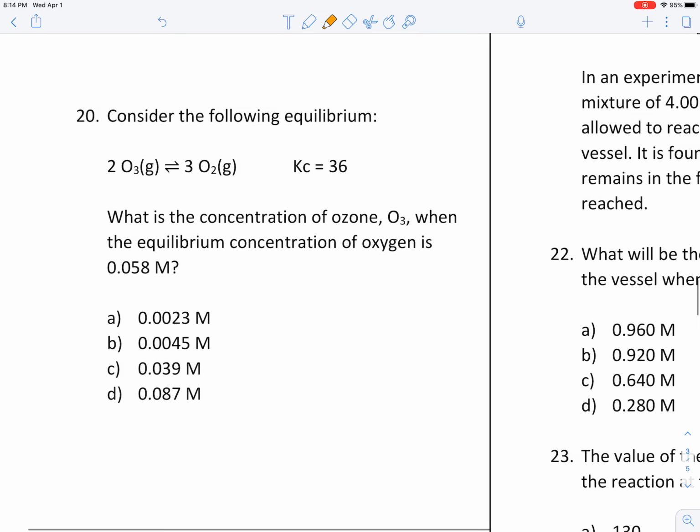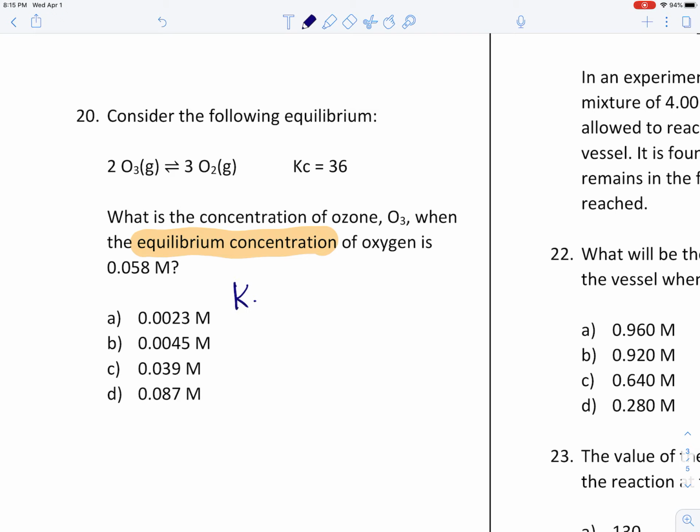Question 20. Pause and give it a try. So this is ozone decomposing into oxygen gas, and the Kc is 36. What is the concentration of ozone if the equilibrium concentration of oxygen is 0.058? So the key there is that we're given the equilibrium concentration of the oxygen, and we're simply looking for the concentration of ozone that would go with that.